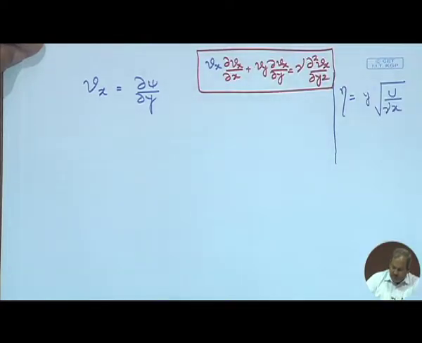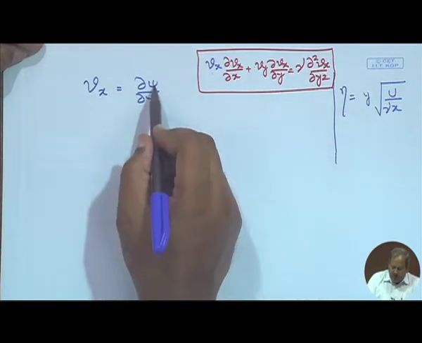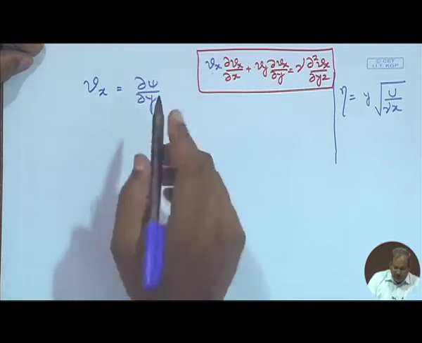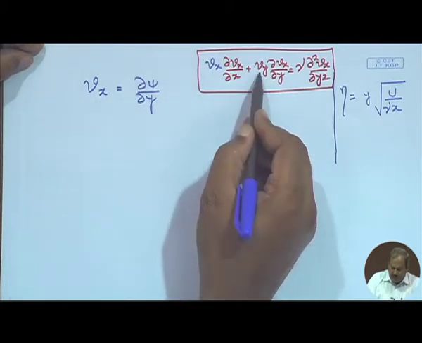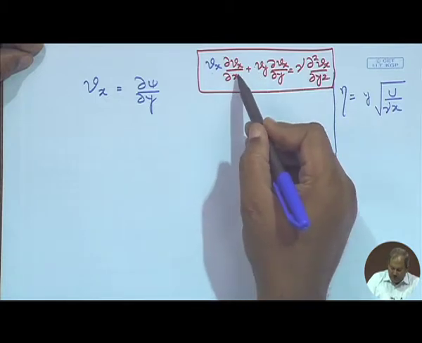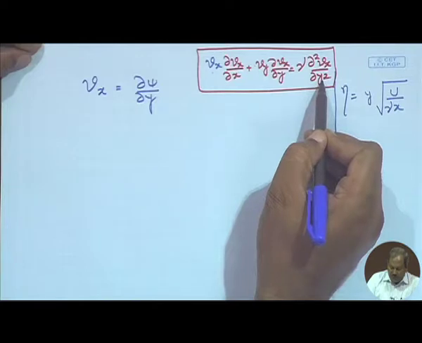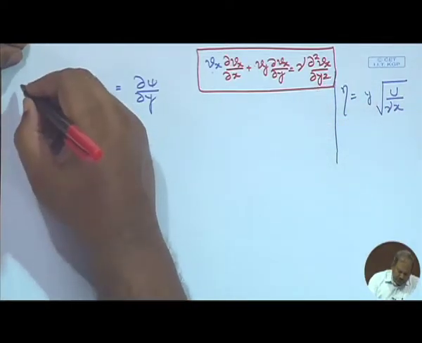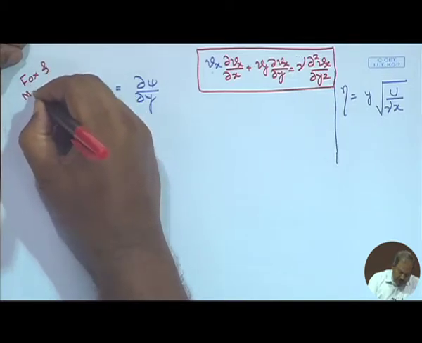We need to substitute each of these terms in terms of psi, or in dimensionless form in terms of eta. So I'll show you just two examples of how to get the expressions for Vx and Vy, and the expressions for del Vx del x, del Vx del y, and del square Vx by del y square are given in the textbook. And for this part, I am following the book of Fox and McDonald.